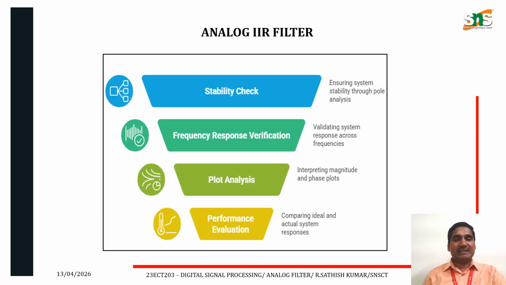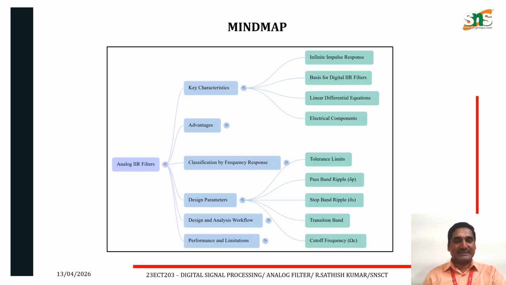Next we are going to see analog IIR filter analysis: stability check, frequency response verification, plot analysis, and performance evaluation. Stability: ensuring system stability through pole analysis. Frequency response verification: validating the system response across frequencies. Plot analysis: interpreting magnitude and phase plots. Performance evaluation: comparing ideal and actual system responses.